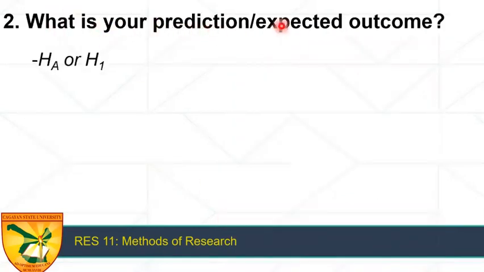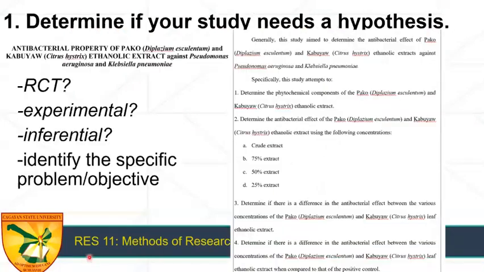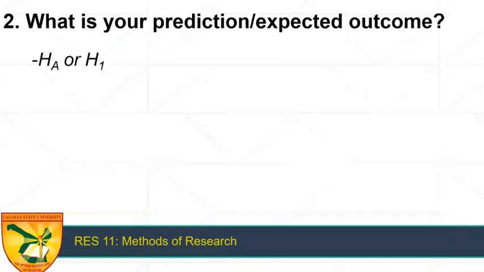Determine what is your prediction or expected outcome. So we go back to that. What is your expected outcome for number 3? Will you be expecting that there is a significant difference between your various concentrations? If yes, then that would be simply your alternative hypothesis: there is a difference in the antibacterial effect. For number 4, are you expecting that there's a difference in the antibacterial effect between various concentrations compared to that of the positive control? If that's your prediction or expected outcome, then that would be your alternative hypothesis.